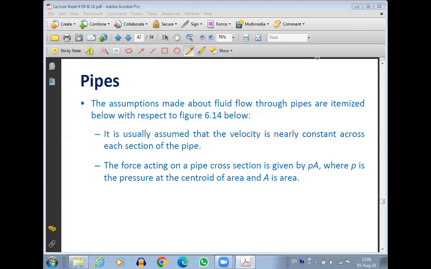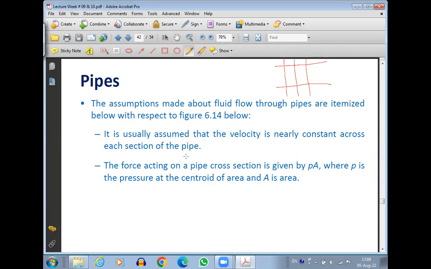Okay, so now let's start with the last application that we are going to cover in the lectures on the momentum equation, which is pipe flows or pipe bends. In pipe flow, the assumptions made about fluid flow through pipes are itemized as follows. It is usually assumed that the velocity is nearly constant across each section of the pipe. So if I have a pipe, we assume that at any section the velocity is constant. This is the first assumption.